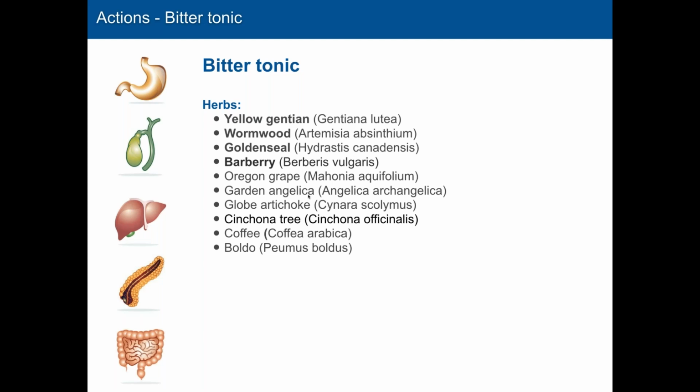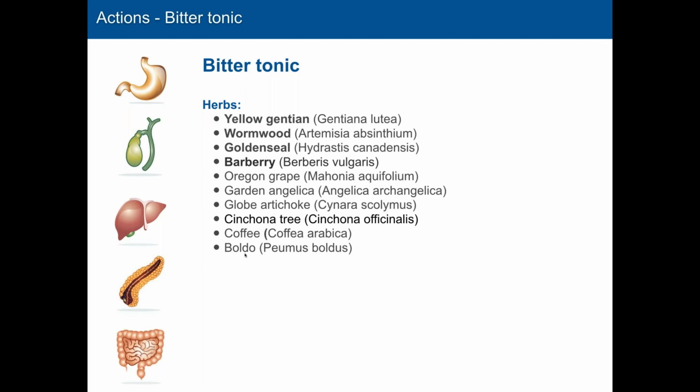Garden angelica, which is used for respiratory conditions, but it's also used in the liquor industry, has a nice flavor. You'll find it in drinks like chartreuse and some of the other liqueurs out there. Globe artichoke is eaten as a vegetable, but it can also be found in certain liqueurs as well. Cinchona tree, as I mentioned, contains quinine. Quinine is found in tonic water. That's the main source of it now.